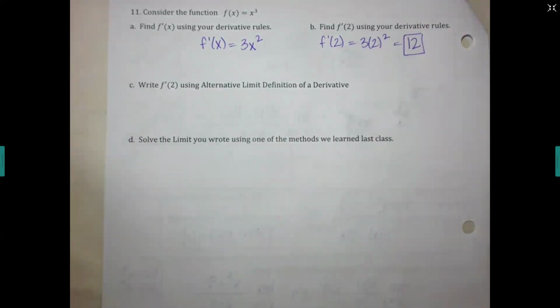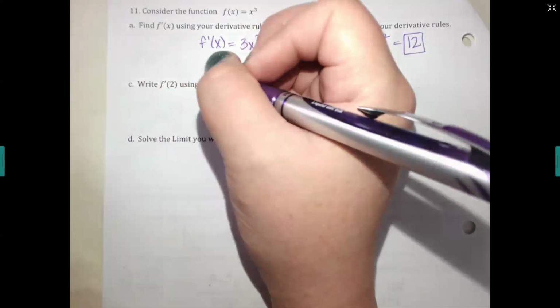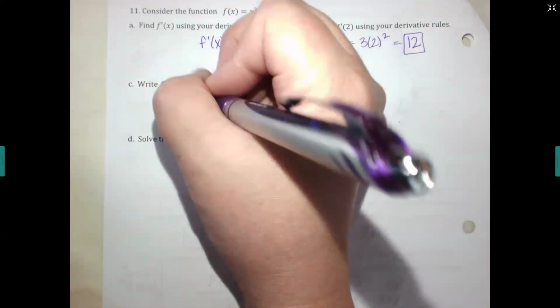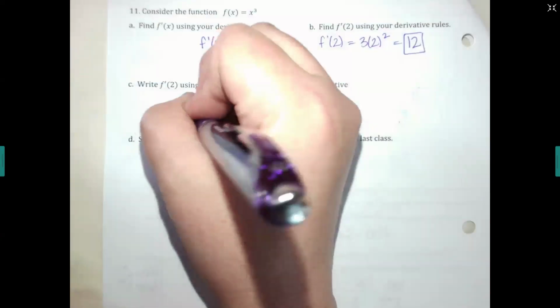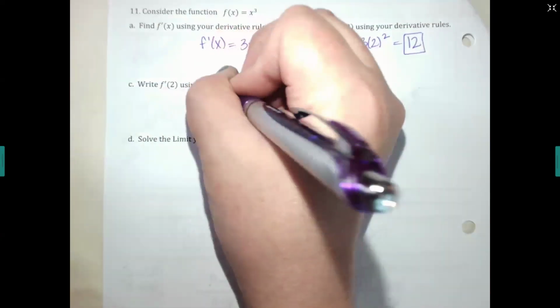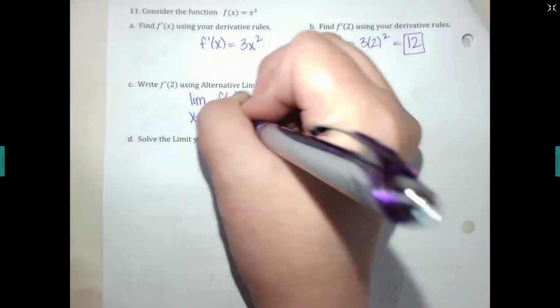All right, let's write our limit. You're just trying to prove why it's 12. You're proving that it's 12 using the definition, correct? Yes, I'll show you how it's tested on the AP test. So put lim. Now I want the derivative at 2, so my x is going to approach 2. And then it's f of x minus f of 2 over x minus 2.